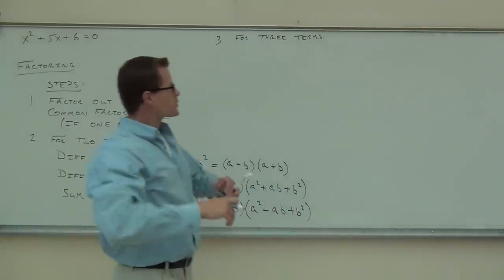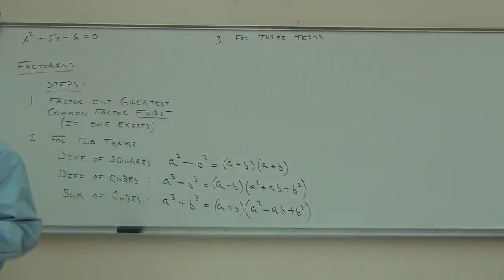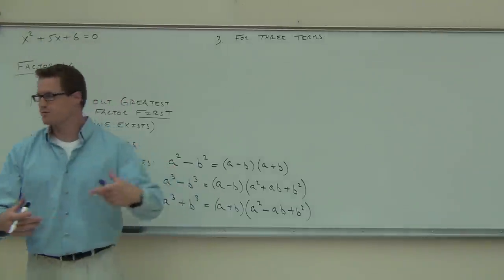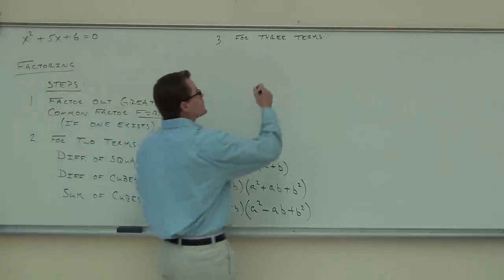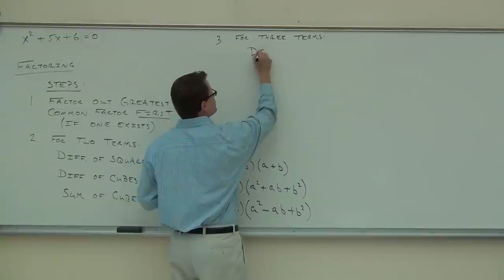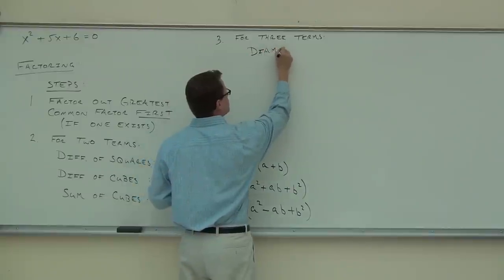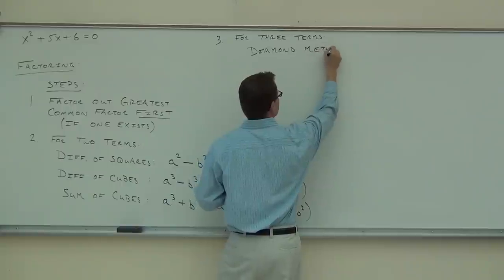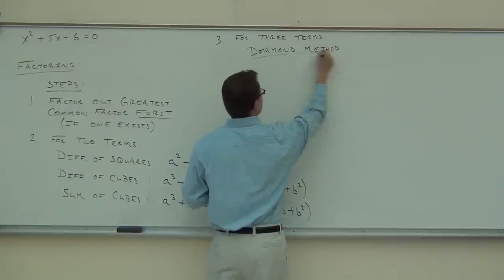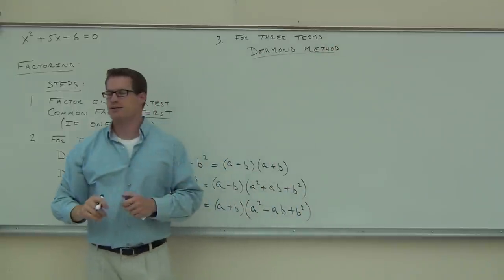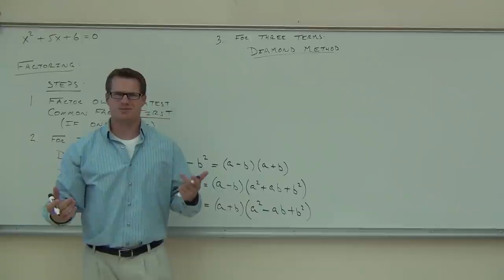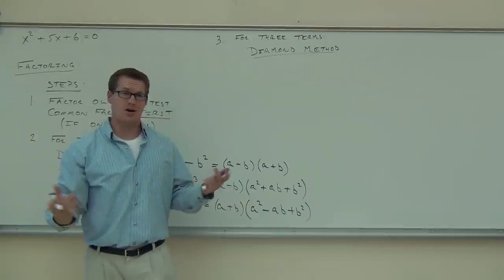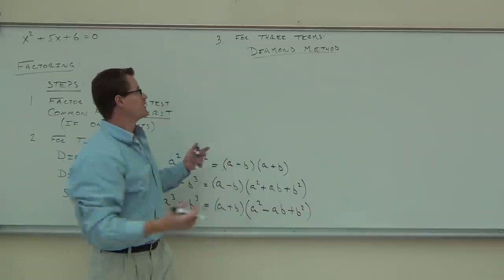For three terms, you're going to use something that's called, maybe you've heard of it, maybe you haven't, the diamond method. If you haven't heard of the diamond method before, I'll teach it to you when we do our first examples here in just a little bit. But we're going to have to use a diamond method. Actually, this isn't looking anything like a diamond, it's more like an X, but X method just sounds kind of lame. Diamond method sounds awesome, so of course you can use that.